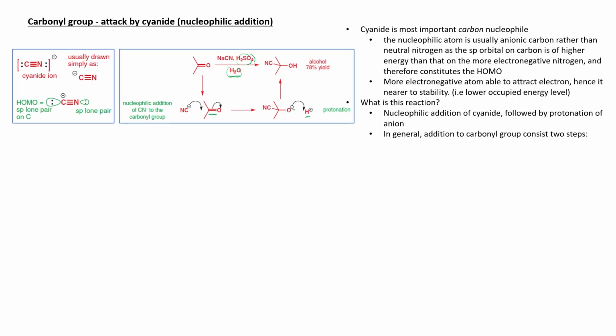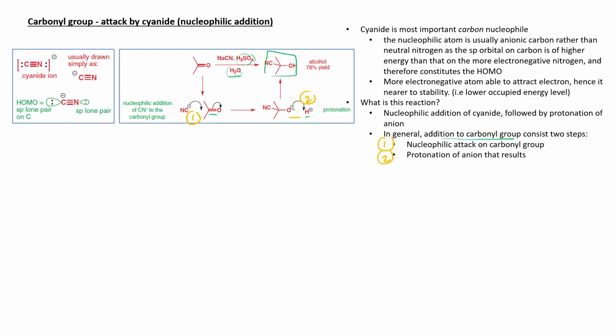Protonation will happen, and when protonation happens, you get this as the final product. So in general, addition to a carbonyl group consists of two steps. First, the nucleophile attacks the carbonyl group. So this one is basically this. Then you have protonation of the anion, that results in this.